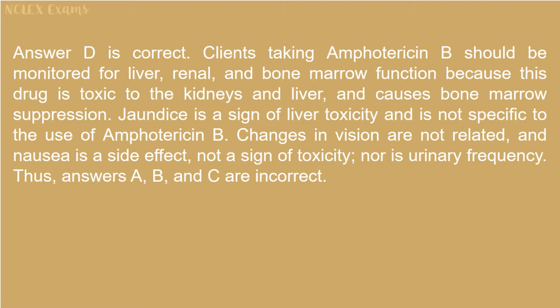Answer D is correct. Clients taking amphotericin B should be monitored for liver, renal, and bone marrow function because this drug is toxic to the kidneys and liver and causes bone marrow suppression. Jaundice is a sign of liver toxicity and is not specific to the use of amphotericin B. Changes in vision are not related, and nausea is a side effect, not a sign of toxicity, nor is urinary frequency. Thus, answers A, B, and C are incorrect.